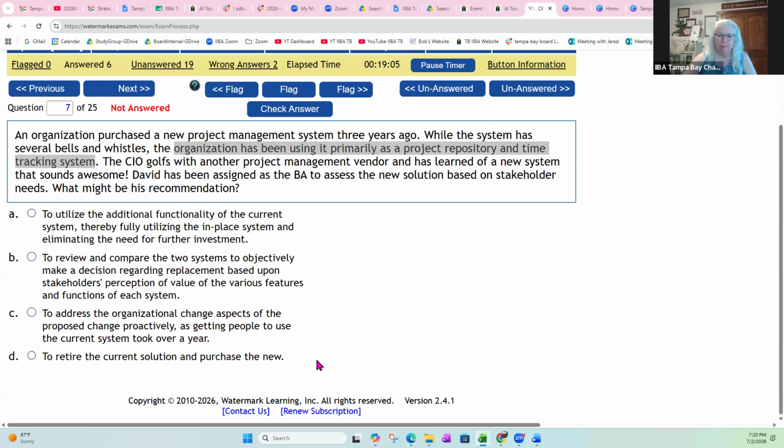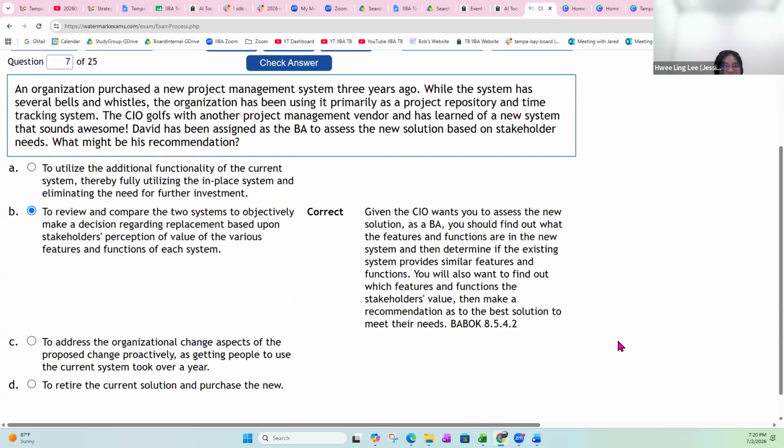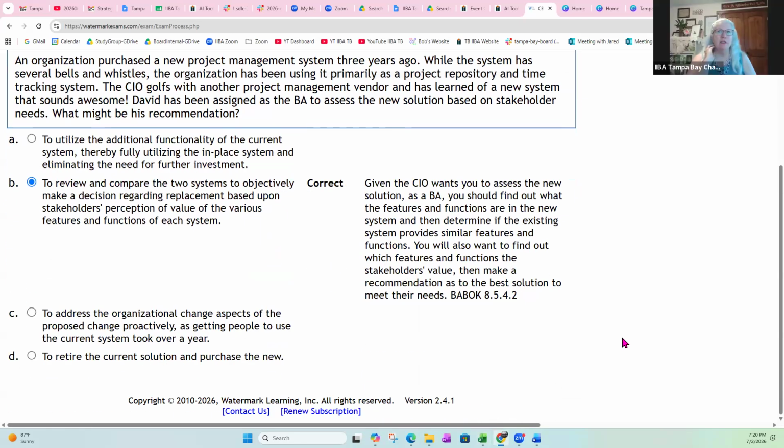Which one should we eliminate? D. I don't think we should do that. And which one do you think is the best answer? E. I like the word objectively there. Given the CIO wants you to assess the new solution, as a BA, you should find out what the features and functions are in the new system, and then determine if the existing system provides similar features and functions. You'll also want to find out which features and functions the stakeholders value, then make a recommendation as to the best solution to meet their needs.